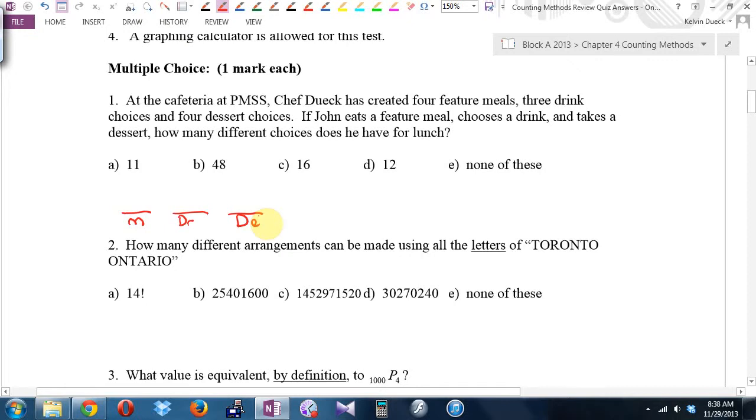How many ways do I have to choose a meal? 4. How many ways do I have to choose a drink? 3. How many ways do I have to choose dessert? 4. Let me say this again. I can choose a meal and a drink and a dessert. In this unit, and means multiply. It's going to be 4 times 3 times 4. B, 48.